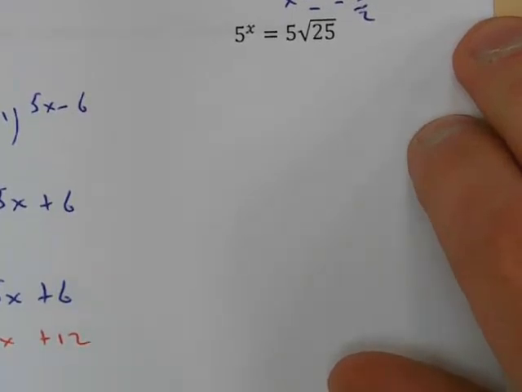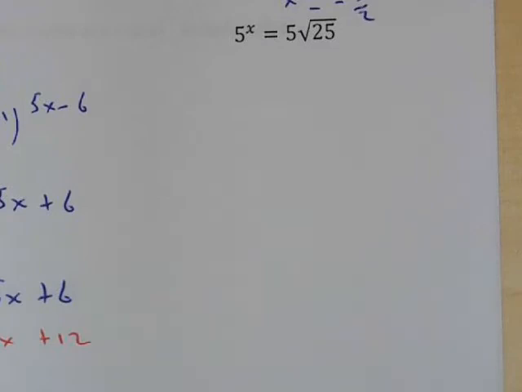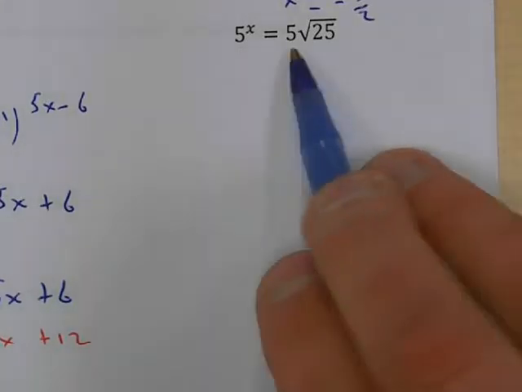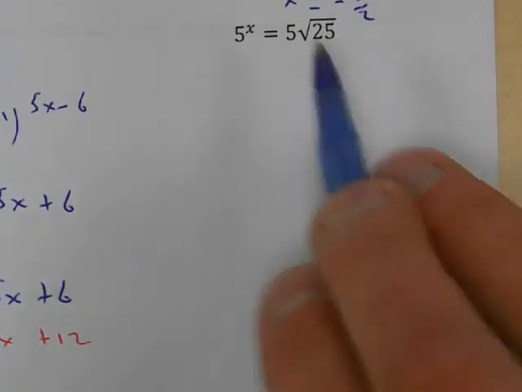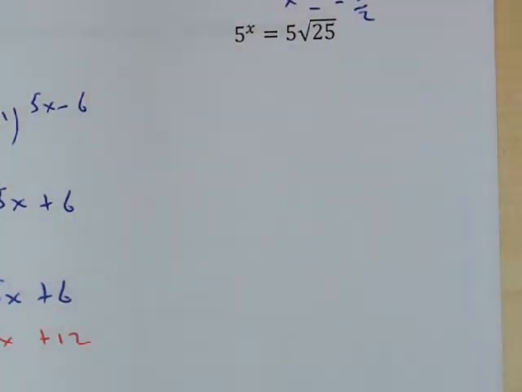All right, so here we got 5 to the x equals 5 times the square root of 25. Okay, so this time we've got 3 numbers to deal with. We got 5 and 25. That's okay, as long as we can get a common base with those 3 things. What's my common base going to be between 5 and 25? Well, it's going to be 5.